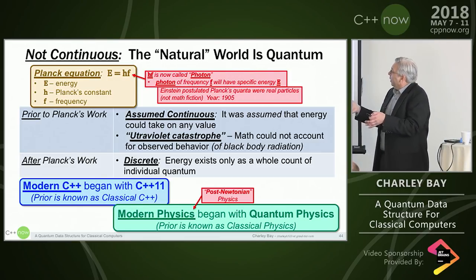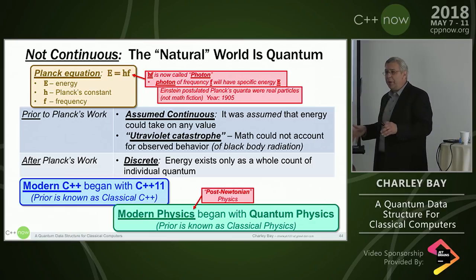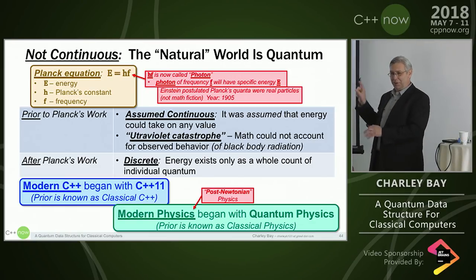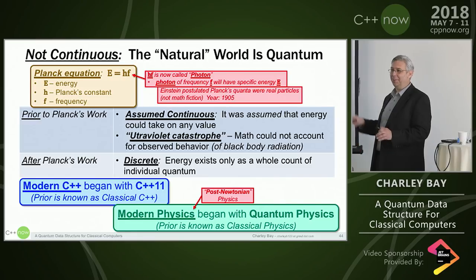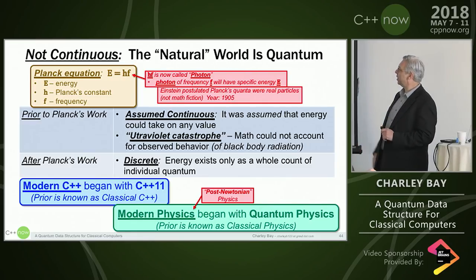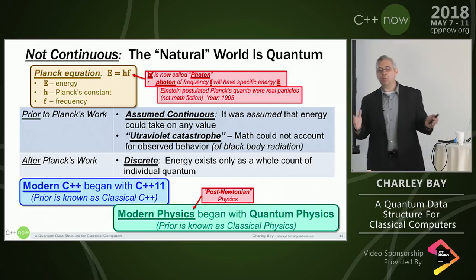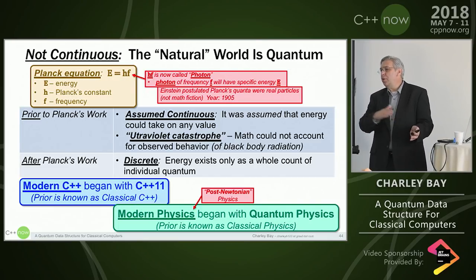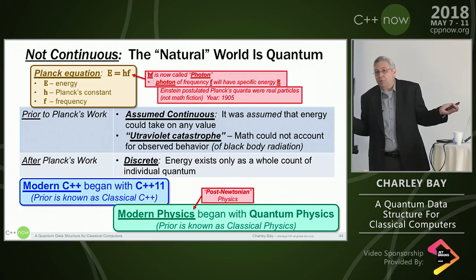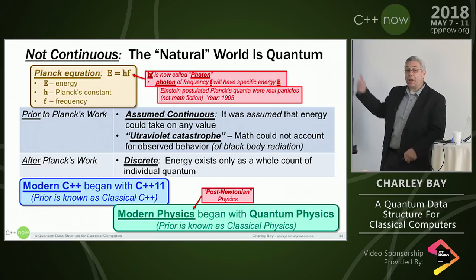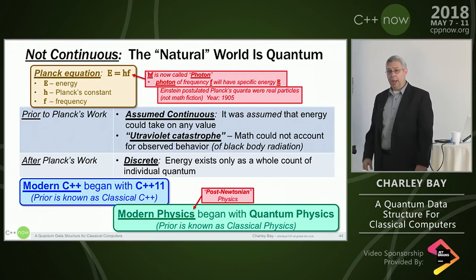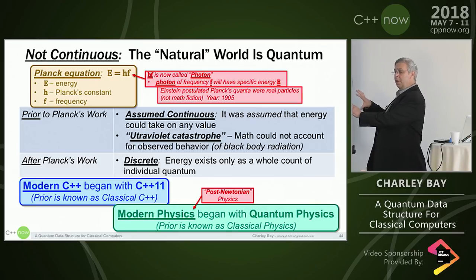And Einstein starts playing around with it, other people start playing around, and nobody believed it. This is crazy. That's that quantum jump nonsense. Whole counts of quantum. Silly, ridiculous. But prior to that, we assumed it was a continuous range because the resolution was so good that we couldn't observe discrete values. We just assumed it was continuous. Now, after this, we got a constant. It's stair-stepping. And this changed physics, fast forward to today.